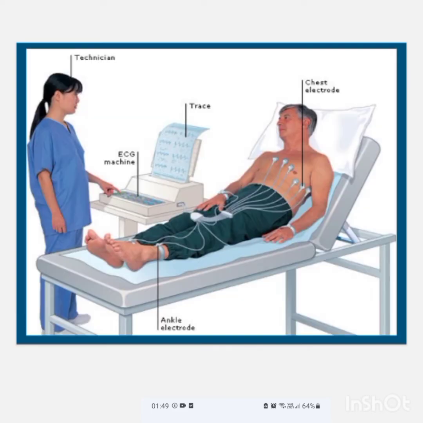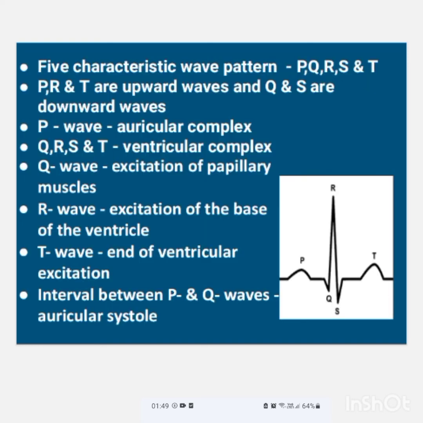The electrocardiogram of a perfectly normal human heart is called normal electrocardiogram. It has a characteristic wave pattern. The graph of each normal heartbeat or cardiac cycle will have 5 characteristic waves, namely P, Q, R, S and T. Of this, P, R and T are upward waves and Q and S are downward waves.